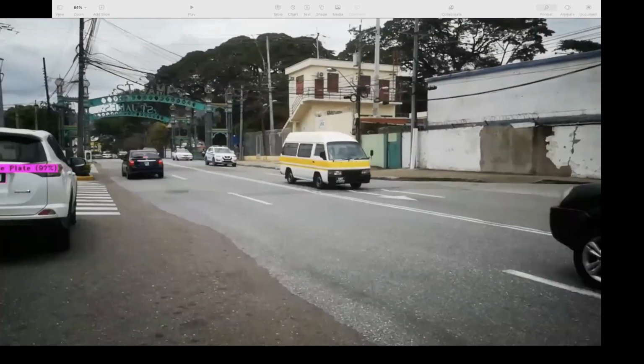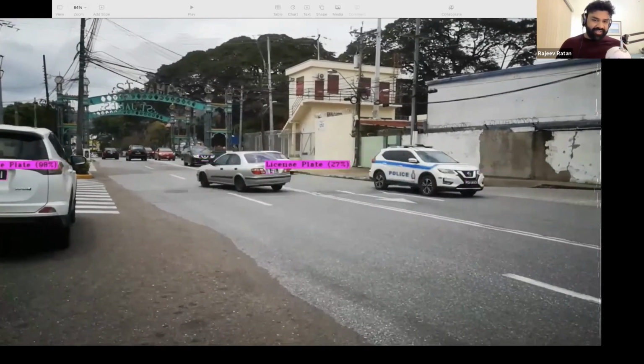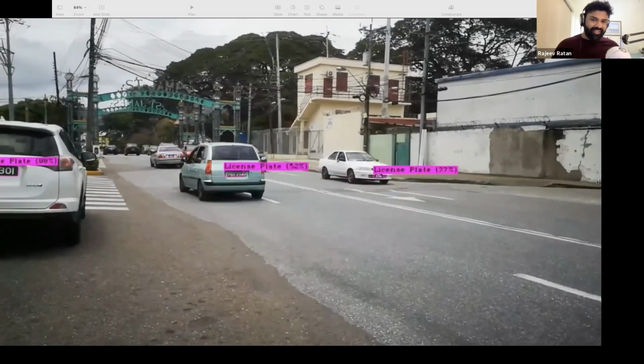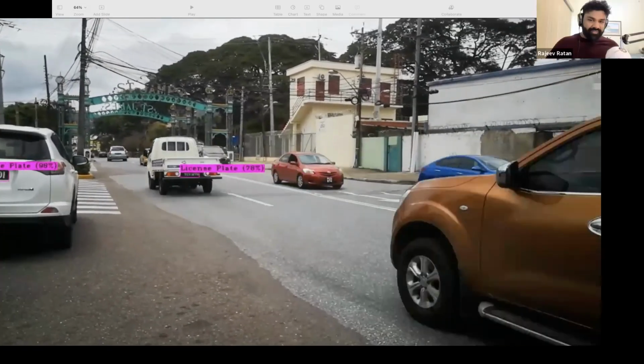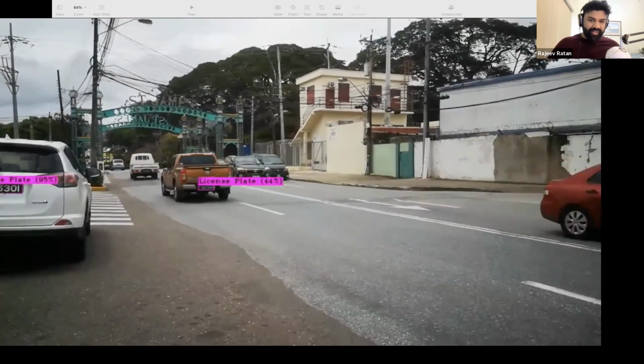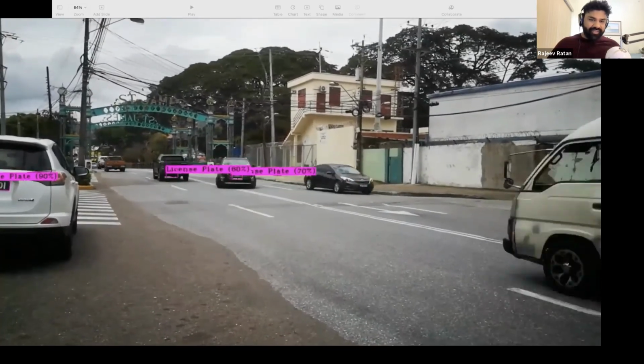And here's another demo of it working in the real world. So you can see it's picking up most of the plates once it's above a certain size, it'll get it. So again, pretty cool stuff. And it's going to end here shortly.